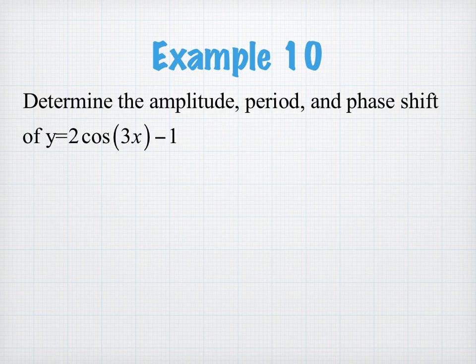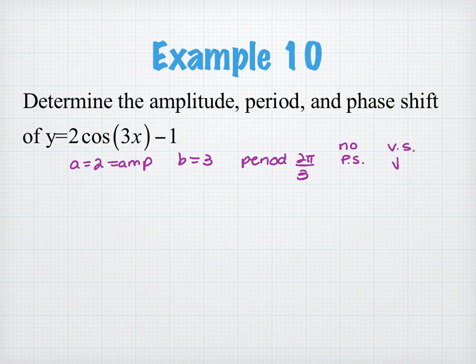Okay, last one. Determine the amplitude, period, and phase shift. This time we'll just do the amplitude, period, and phase shift. We won't graph it. The A is 2, which is your amplitude. The B is 3, so your period is 2 pi over 3. And there's no phase shift, but there is a vertical shift down 1.